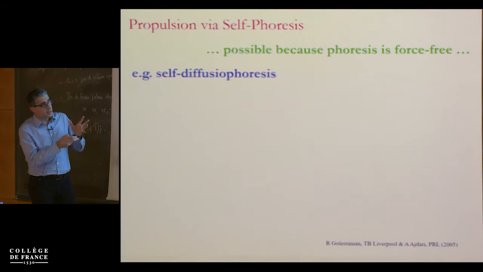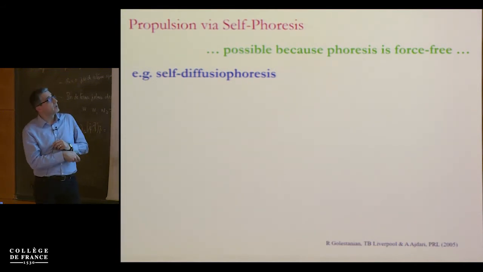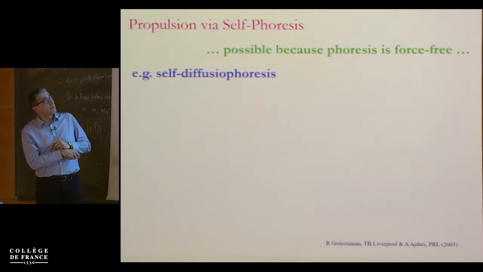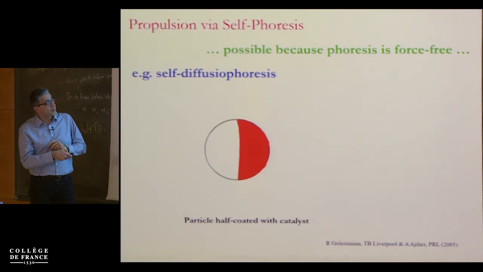The mechanism that I described is force-free, and because of that, you can use it to make self-propelled particles. All you need to do is somehow induce this gradient that I mentioned locally, without the need of an external implementation of that. And you can then call this phenomenon self-diffusiophoresis.